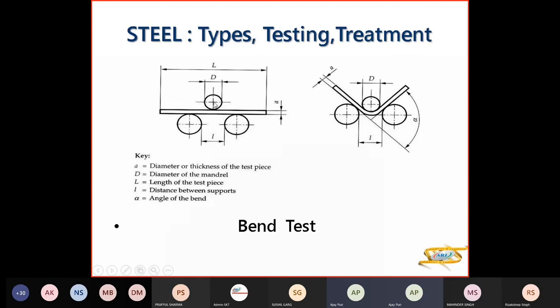So now this is pressing downwards. When it is pressing, the rod is being bent like this. You try to bend it to make these legs of the rod parallel to each other. So the angle of bend is alpha. You observe at what angle of bend the cracks will appear. If the angle of bend is more, that means you can bend this kind of rod more. If the angle of bend is less, that means you can't bend it. It's going to break earlier.